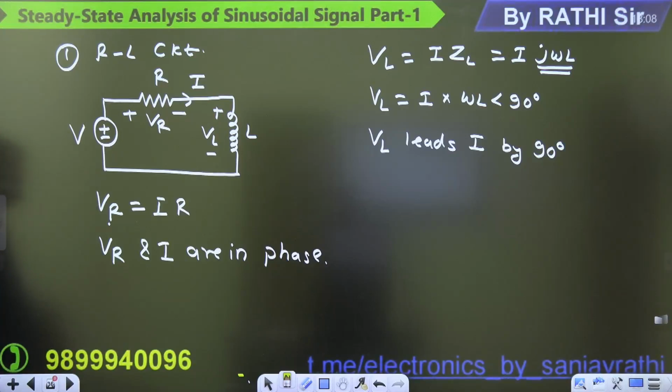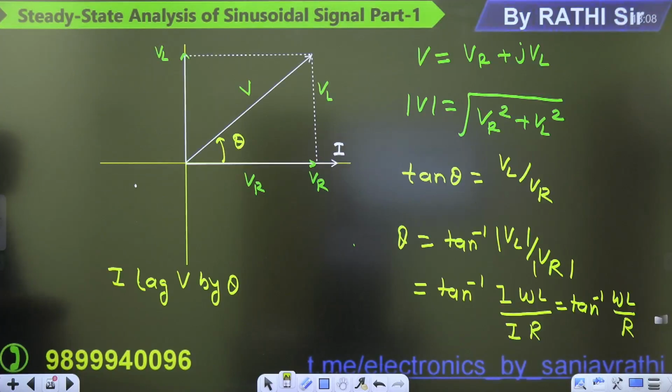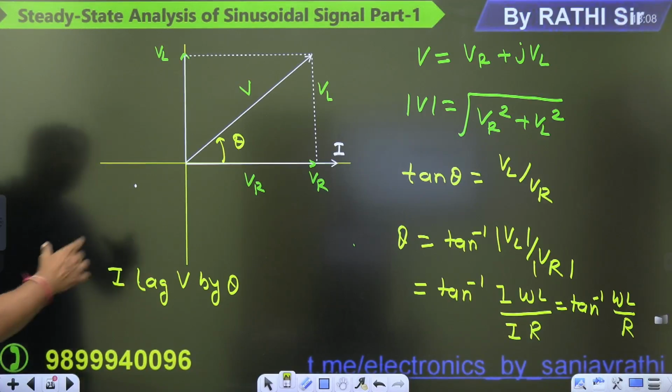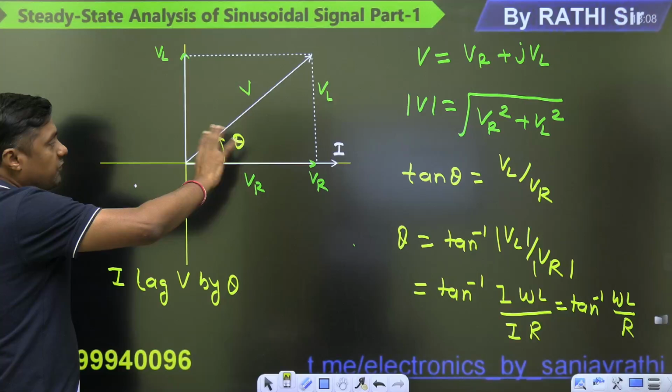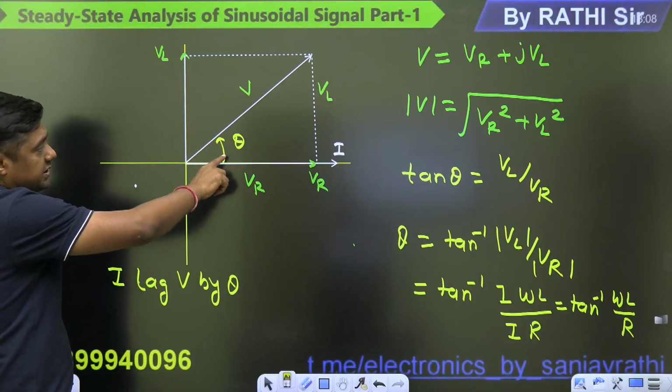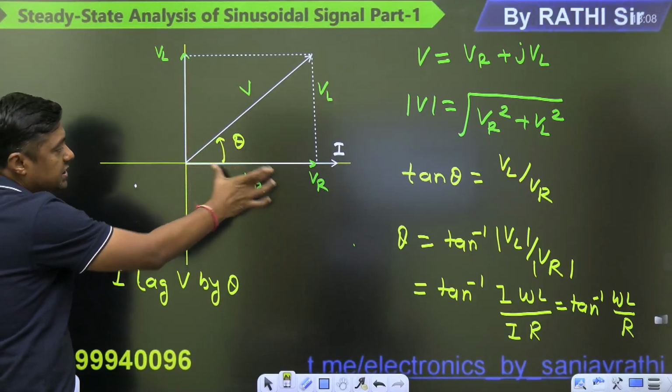VL leads I by 90 degrees and VR and I are in the same phase. From that you will again get the idea. Then that is the phase, guys. Remember, in that case, what is the power factor? Power factor is cos theta, right? And what is the cos theta? This divided by that.